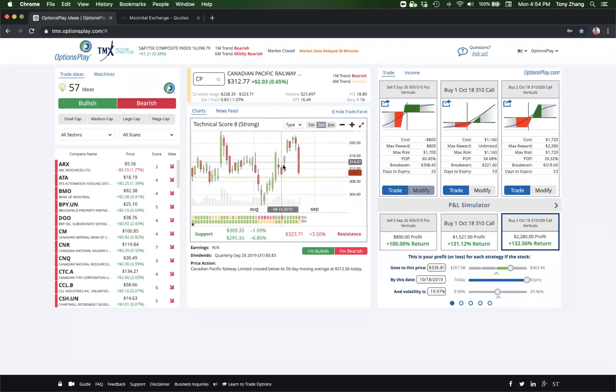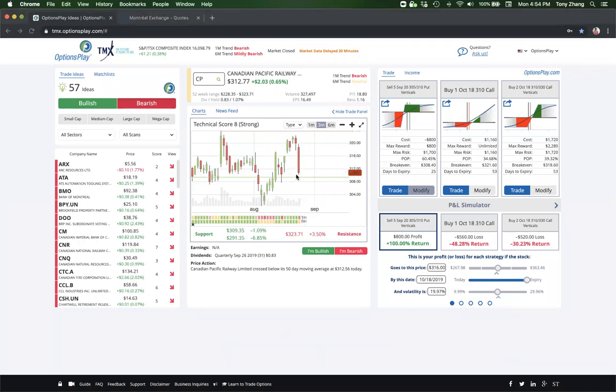Canadian Railway is trading around 312 right now. Modestly, I think the stock could bounce to maybe about 316 or so. So if the stock bounces up to 316, as you can see, for my $1,700 that I've risked, I'm going to make an $800 profit on this stock bouncing from that 300 to 315 level or so, right around there. So as you can see here, if I had sold the credit spread, I make an $800 profit. If I bought the call option, I'd lose 46%.